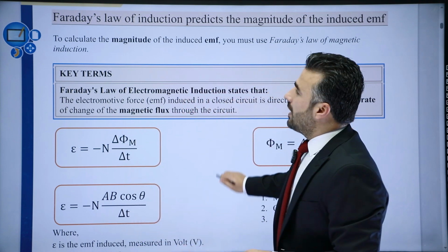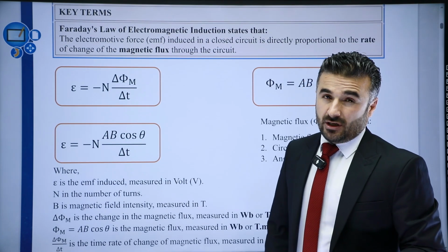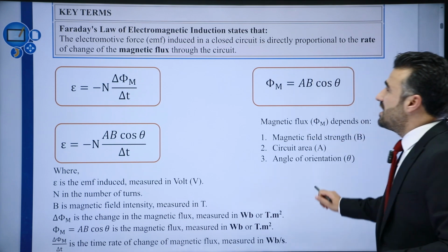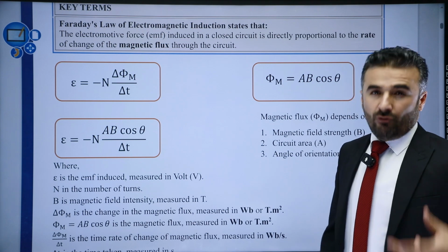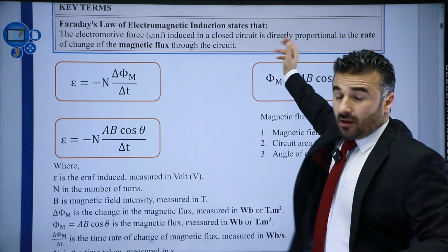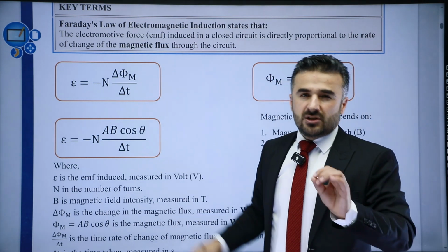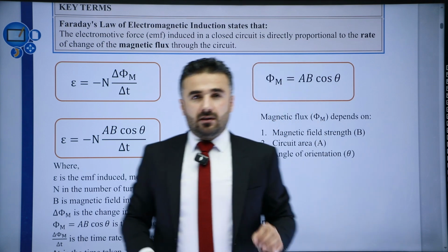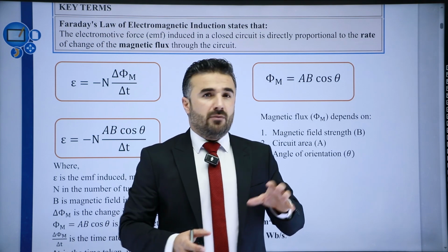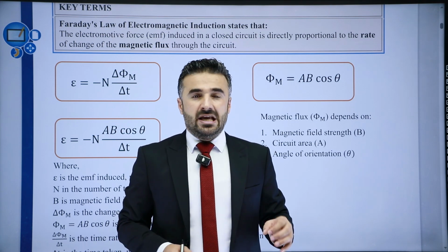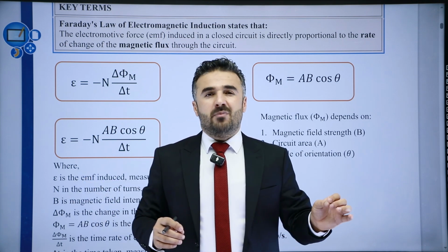Okay, so what is Faraday's law of electromagnetic induction? What does it state? Faraday states that the electromotive force, the potential difference, the voltage, that is induced in a closed circuit is directly proportional to the rate of change of the magnetic flux through that coil. So once again, listen to what I say: Faraday said that the electromotive force, the voltage, the potential difference that is induced in a circuit is directly proportional to the rate of change of magnetic flux.